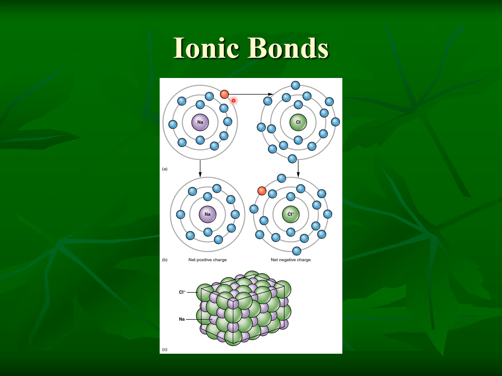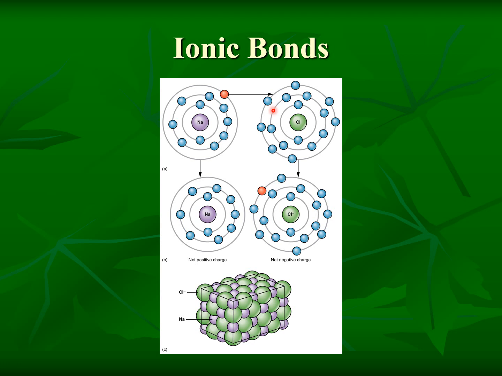So what is it going to have to do? Well, it's easier just to get rid of it. So it loses that one electron. It becomes positively charged. Chlorine, on the other hand, over here, has 7 electrons in its outermost shell. How do you know that? Well, if you look on the periodic table, it's in column 7.